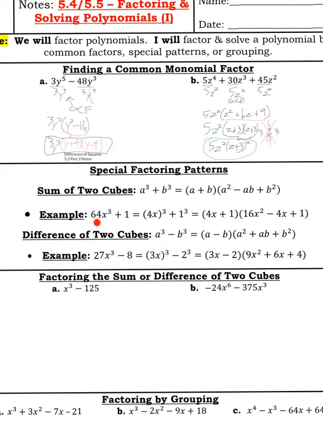So, for example, 64 is 4 to the third power, and then x to the third is x to the third power. 27 is 3 to the third power. 8 is 2 to the third power. 1 can be written as 1 to the third power. So you see how these are broken down. You want to take the cube root of each, and then you're going to get an a term and a b term, and then you just plug it in to these patterns right here.